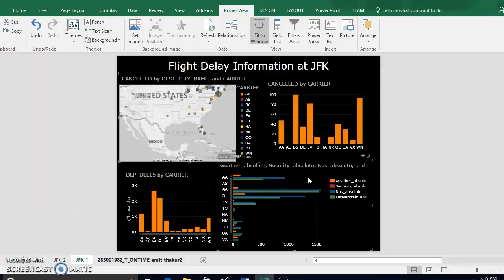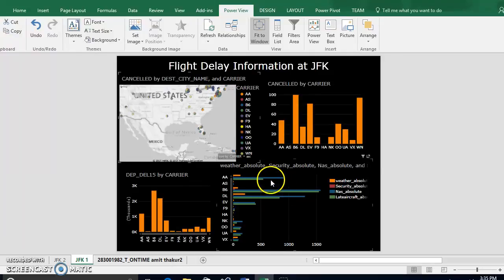On the bottom right hand corner of the chart, you will see another chart depicting the various reasons for the delays and the number of delays caused by those reasons. The reasons listed are weather, security or other airport security conditions, or the late aircraft arrival delay.